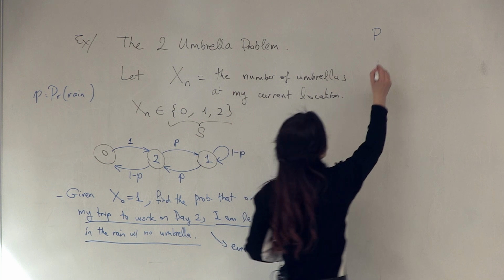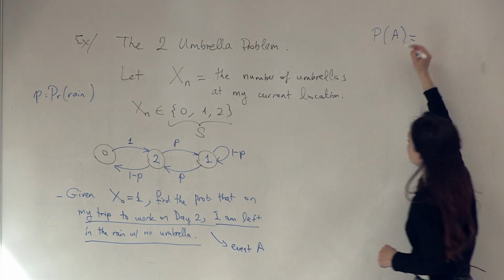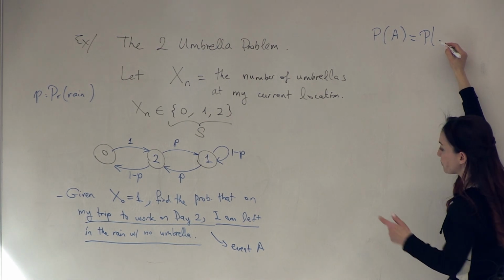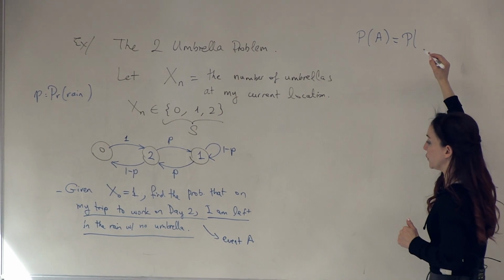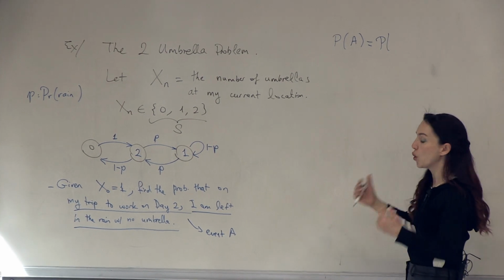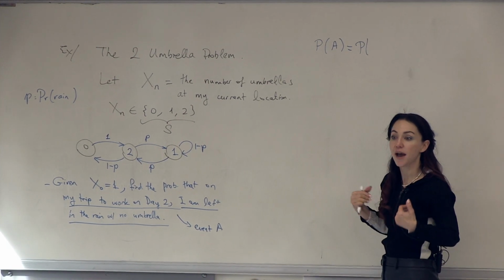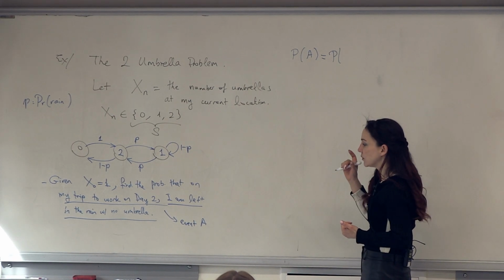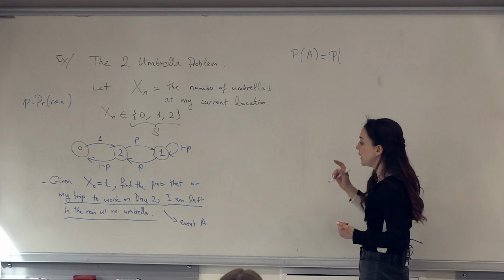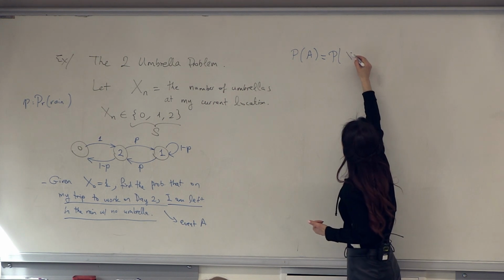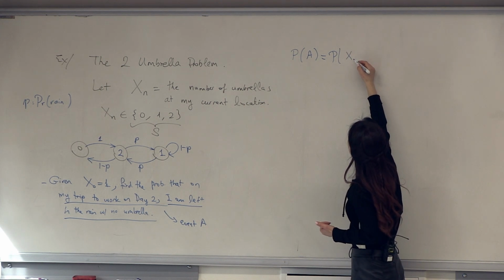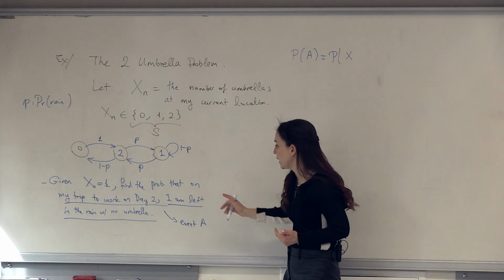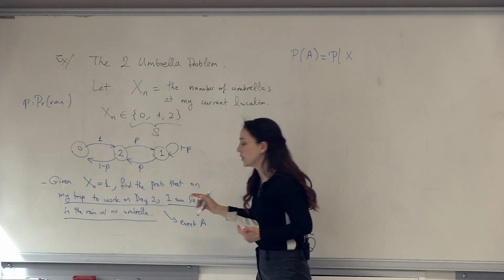The probability of event A is the probability that at the beginning of day 2, there is no umbrella in my location and it rains. So no umbrella at my location means that Xn is 0. But what is n? The trip to work on day 2.